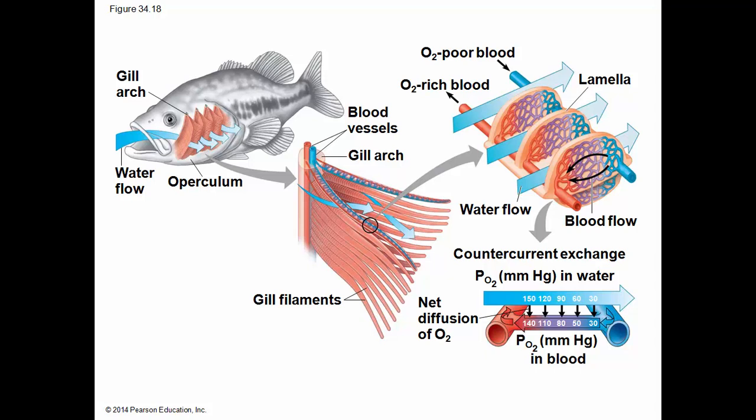Each gill has 2 rows of gill filaments composed of flattened plates called lamellae. The blood flowing through the capillaries within the lamellae picks up oxygen from the water. Notice that the countercurrent flow of the water and the blood maintains a partial pressure gradient down which oxygen diffuses from the water into the blood over the entire length of the capillary.